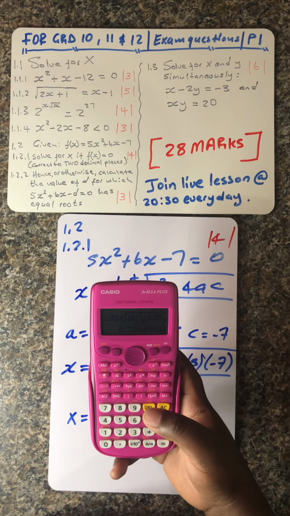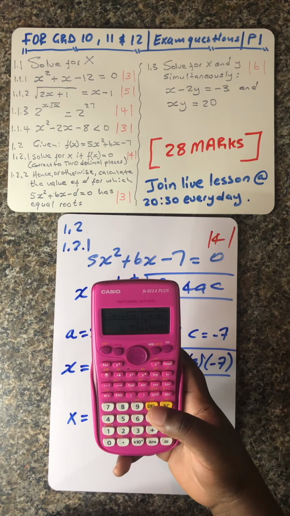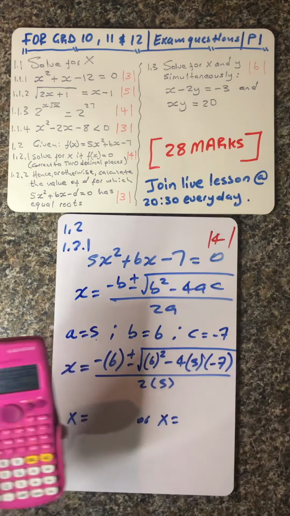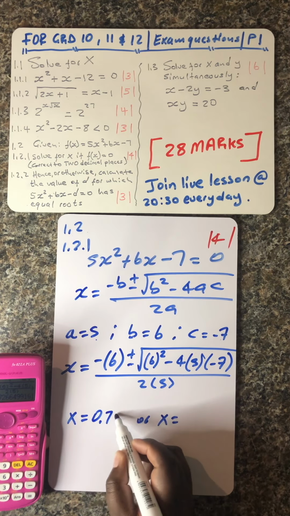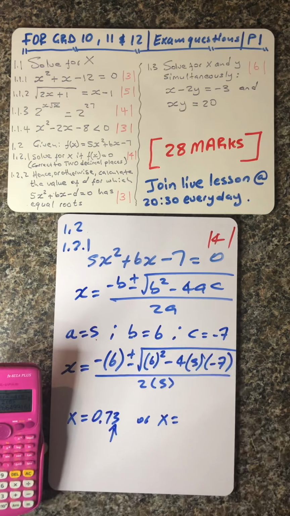Okay, so now the answer that you get is 0.726. So you can see that this is where you need to round off to 2 decimal places. Then it becomes a 3 there because that number is greater than 4.